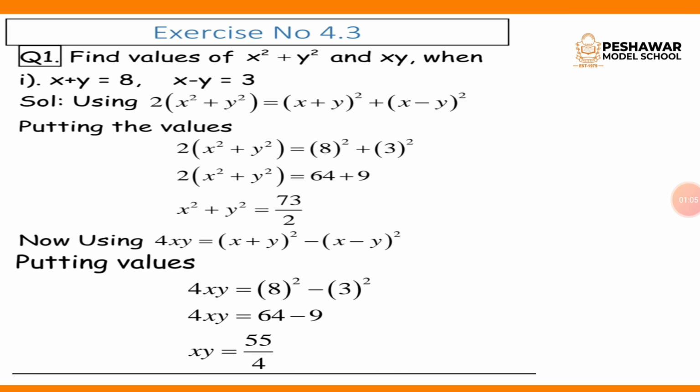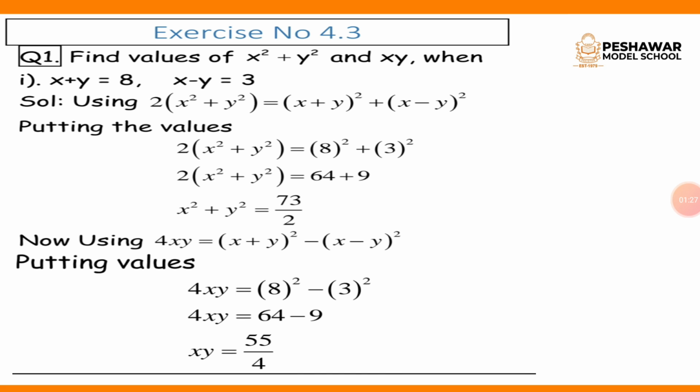Exercise number 4.3, question number 1. Find the values of x square plus y square and xy when x plus y is equal to 8 and x minus y is equal to 3. Now using formula number 5, which is in the form of a, b, but here in the form of x and y, which is 2 into (x square plus y square) is equal to (x plus y) whole square plus (x minus y) whole square.